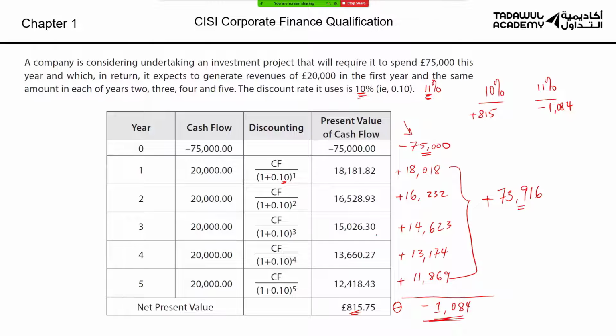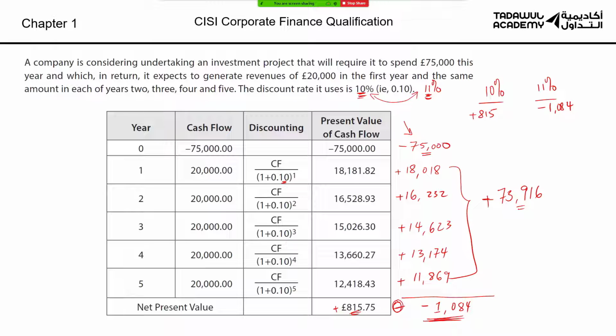Just going to repeat it quickly. At a 10% discount rate, the net present value is positive 815. At a discount rate of 11%, we'll be losing more value in this investment, so the net present value will be negative 1,000. So somewhere between positive 815 and negative 1,084, the net present value can be 0. So the discount rate will be somewhere between 10% and 11%.